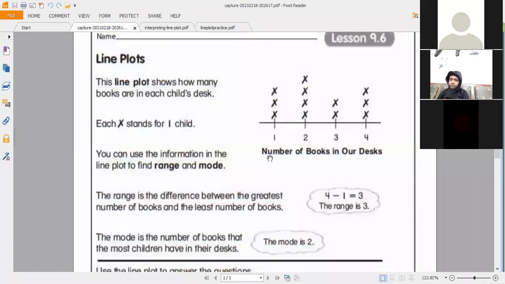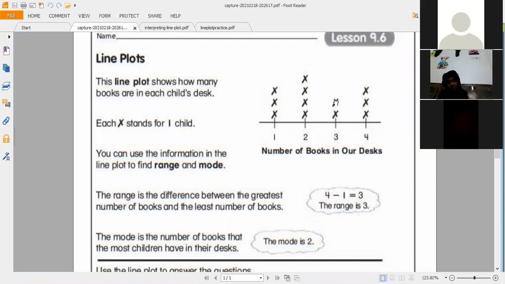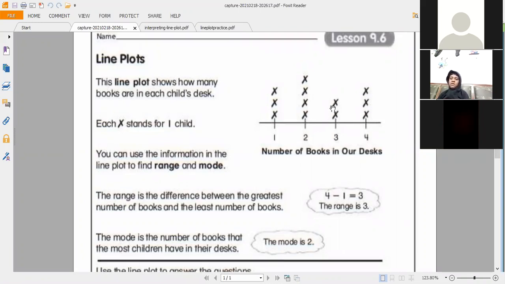If you want to know how many children have one book, you will count the X's. The X's refer to the number of children, number of people, number of families. So these X's refer to the people, and these numbers below refer to the objects, any object. Maybe it will be animals, musical instruments, desks, books, anything.